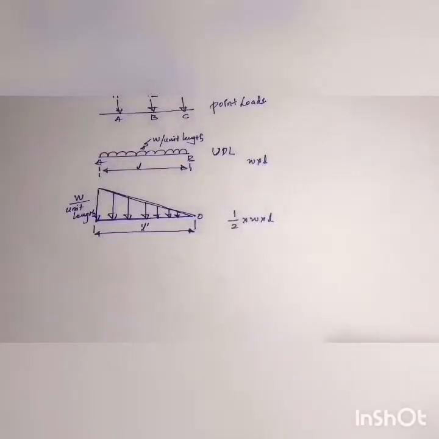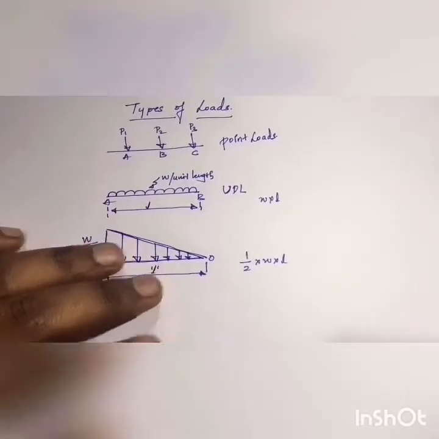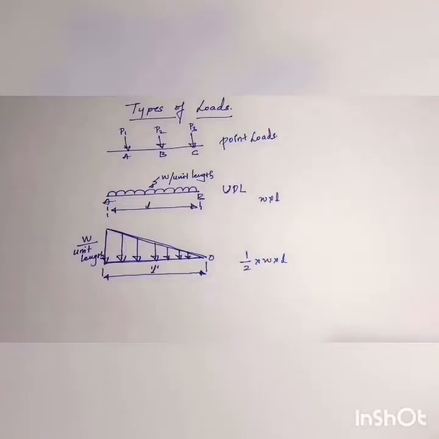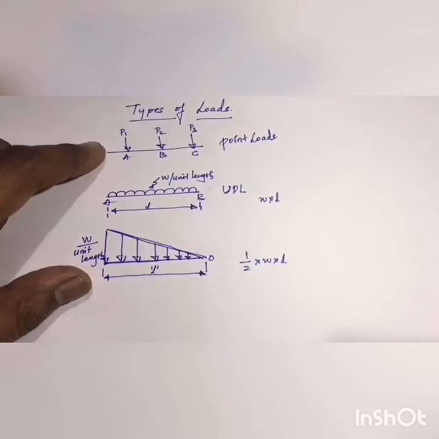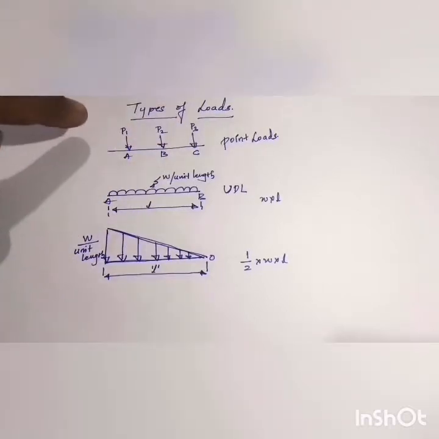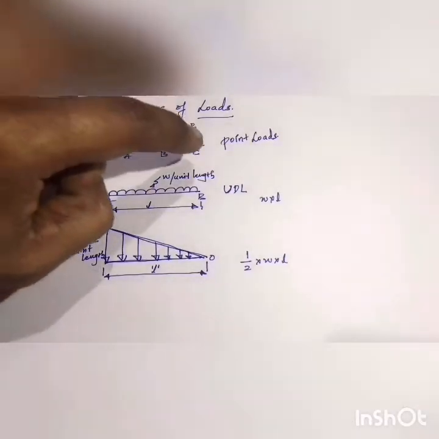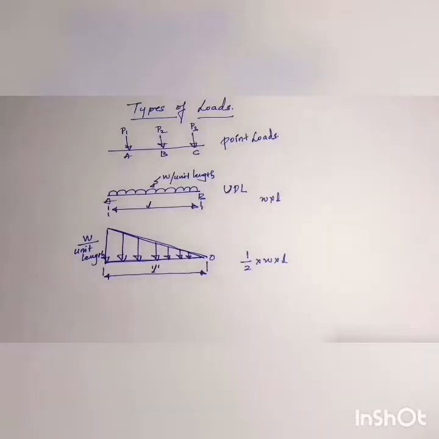Now, let us discuss the types of loads that we come across in this module. We have basically three types of loads. The first one, which you are seeing in this figure, is called a point load. In this beam, we have the various loads P1, P2, P3, and they are acting at those particular points A, B, and C respectively. So, the loads which are acting at one particular point are called point loads.